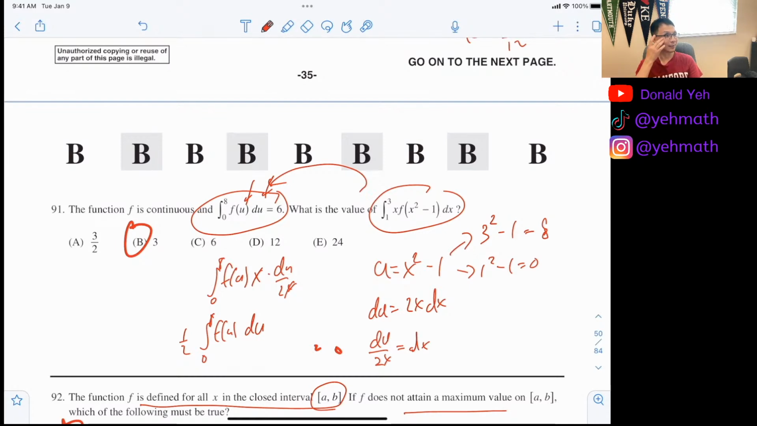What is it, U sub? You change the boundaries. Look, U sub. When you plug in 1 into the U sub, U is 0. When you plug in 3, U is 3.